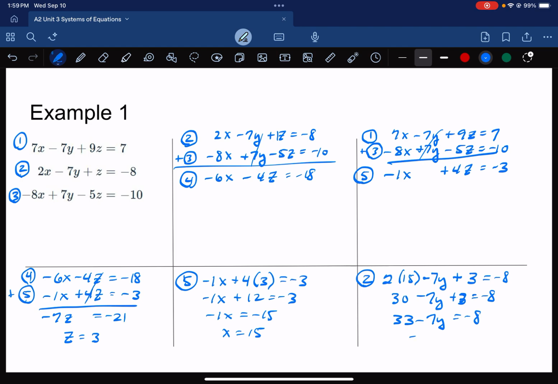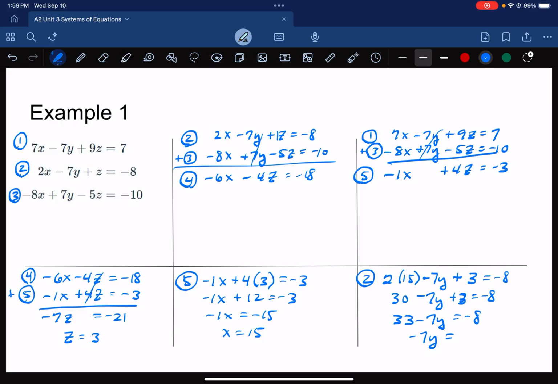So subtracting 33 from negative 8 is negative 33. Did I make a mistake somewhere? Or is this going to be a fractional value here? Let's double check.